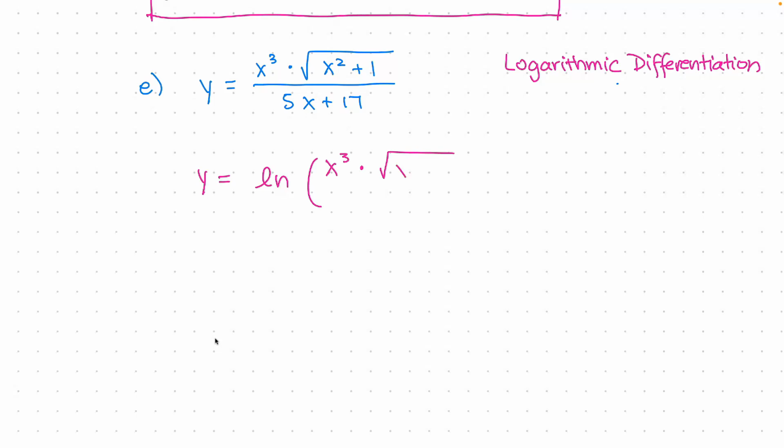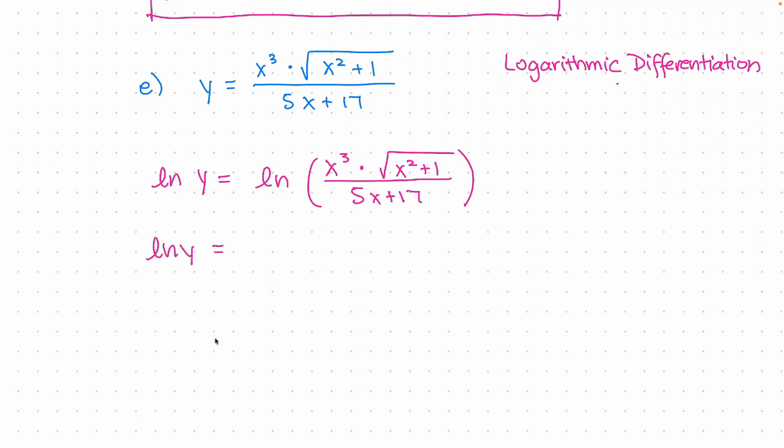But wait a minute. You may be thinking, you can't do that. And you're right, I can't do this. But what I can do, as long as I take the natural log of both sides, I'm okay. So logarithmic differentiation, you take the log of both sides. It's still an equivalent equation now. And now we can go ahead and expand. And you may be wondering, well, how are we going to do this? And don't worry, you'll see.